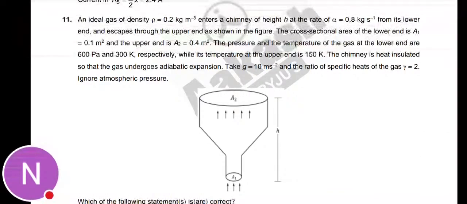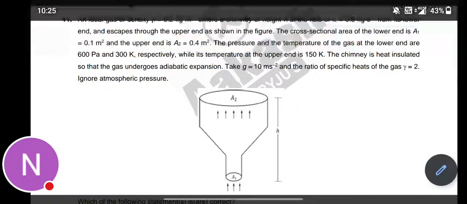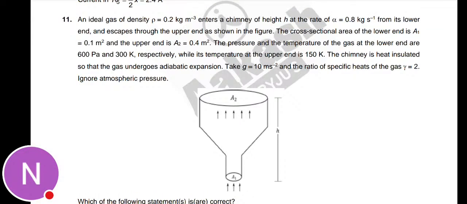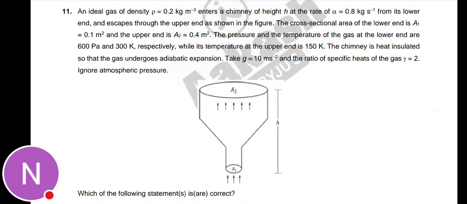In question number 11, they have asked: an ideal gas of density ρ equal to 0.2 kg per meter cube enters a chimney of height h, we don't know what the height is, at the rate of A equal to 0.8 kg per second from its lower end and escapes through the upper end, as shown in the figure. From the lower end A1 it comes in, and the ideal gas goes out from the upper end, that is A2.